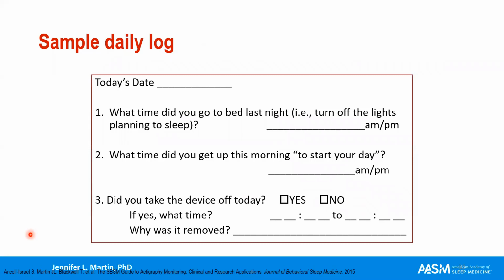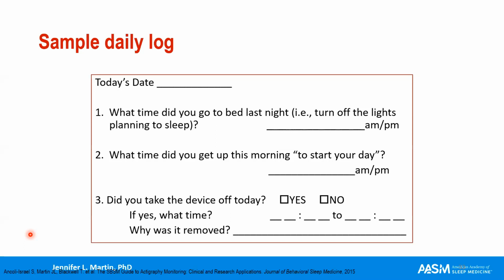So this is really all you need in terms of a daily log for actigraphy. Sometimes people feel a little overwhelmed by a comprehensive sleep diary. But really what we need to know is when the person got into bed, meaning they turned off the lights planning to sleep, and what time they got up in the morning to start their day. That will become the major sleep period that we look at when we calculate things like total sleep time at night or sleep efficiency. Then we also want to know if they took the device off.